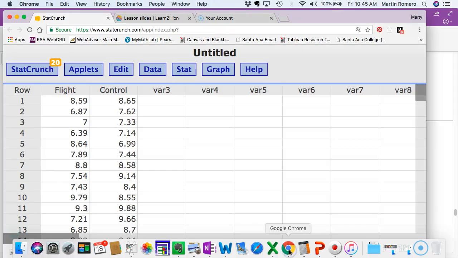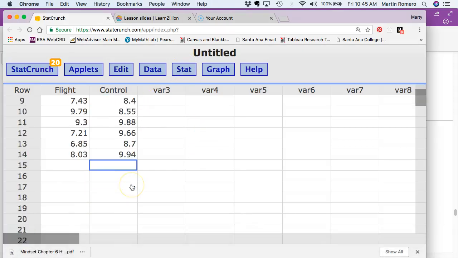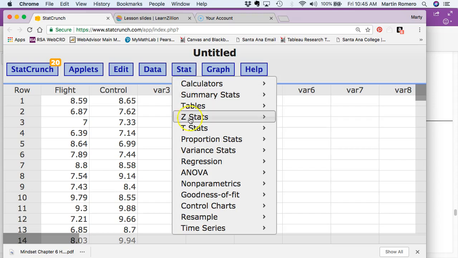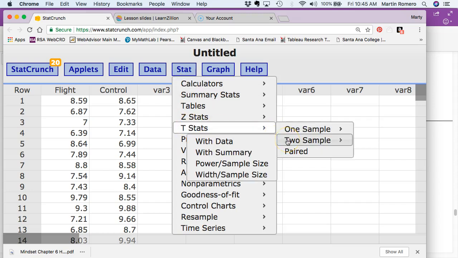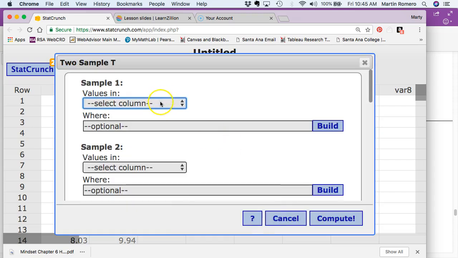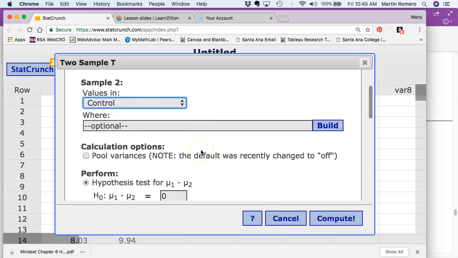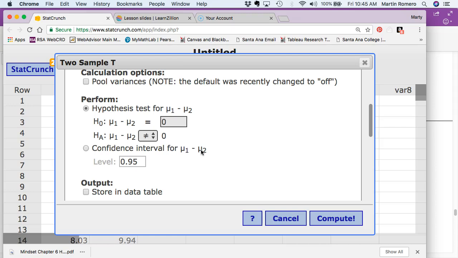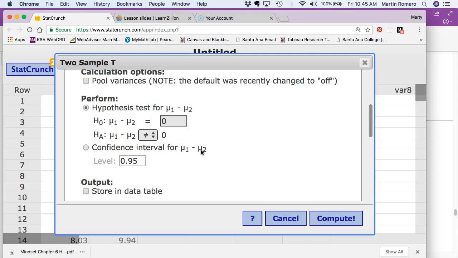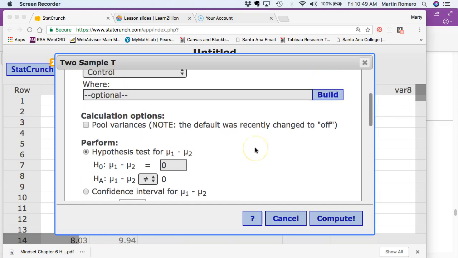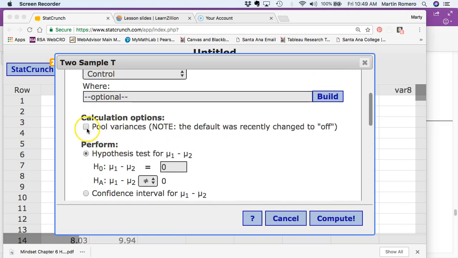So we're going to use StatCrunch to do that. I entered the data because we do need the data to run a t-stat. Two sample, not paired this time. And this time I have the data. So we go with data. We have the flight and the control. And then we're going to run a hypothesis test. When we run this test, make sure you do not click this. We don't pool variances. We do not click that option.